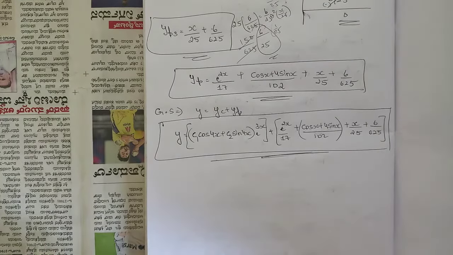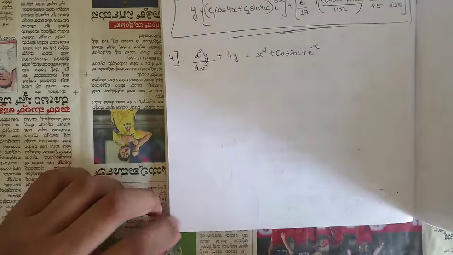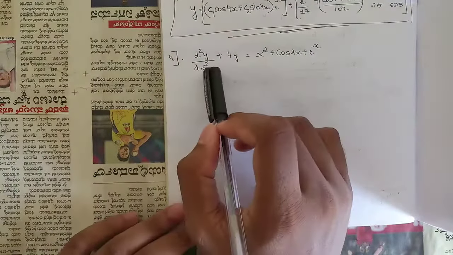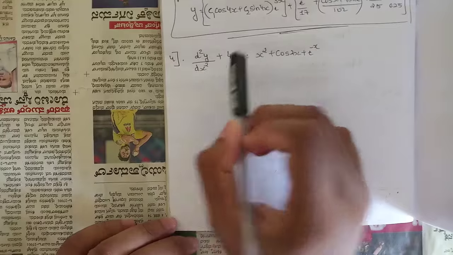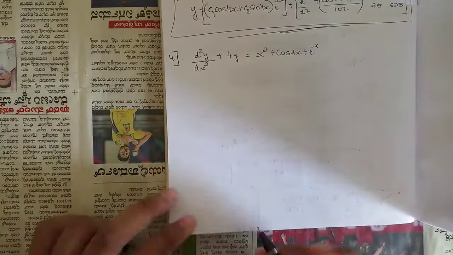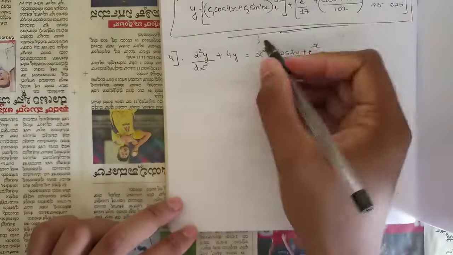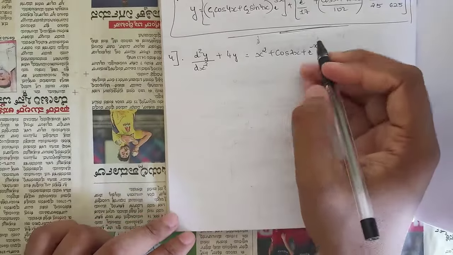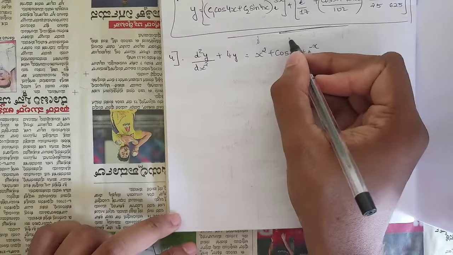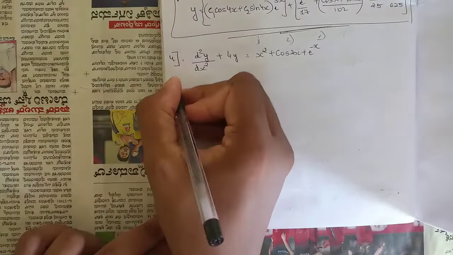So this was one problem. We will solve one more problem in this session and we will wind up this session. So this is your next question: d²y/dx² + 4y = x² + cos 2x + e^(-x). So this is type 3, where x² is a single monomial term, along with cos 2x, that is of type 2, and e^(-x) is type 1.